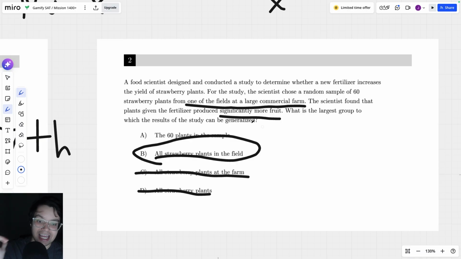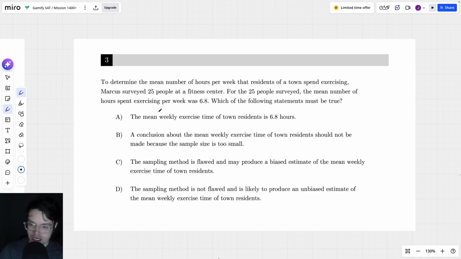But we can say in that specific field, this is what we would find. Again, pause the video and try this problem. Okay, so to determine the mean number of hours per week that residents of a town spend exercising, Marcus surveyed 25 people at a fitness center. For the 25 people surveyed, the mean number of hours spent exercising per week was 6.8, so between 6 and 7, just to use that again. Which of the following statements must be true?